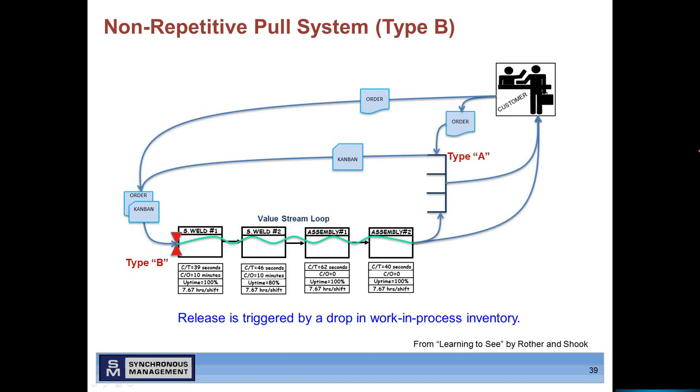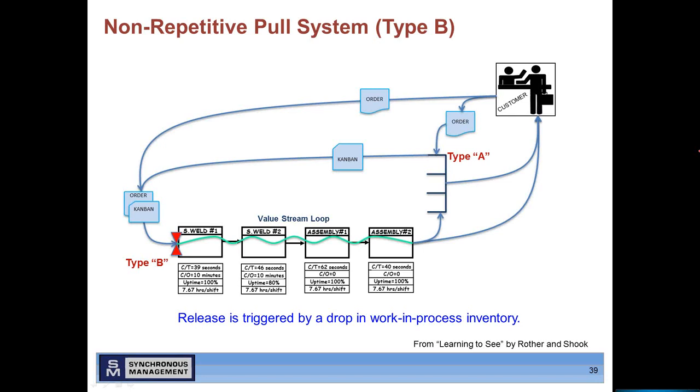This pull system is driven not by a drop in on-hand inventory. It's driven by a drop in work in process inventory. Okay? Now when you look at this, everything you make either lends itself to a Kanban system.